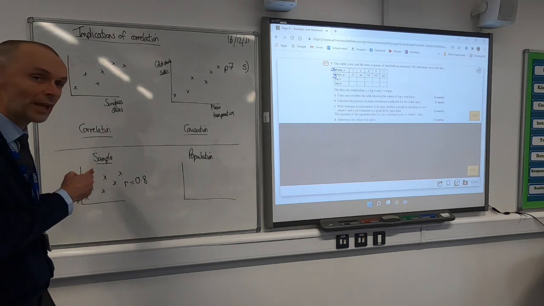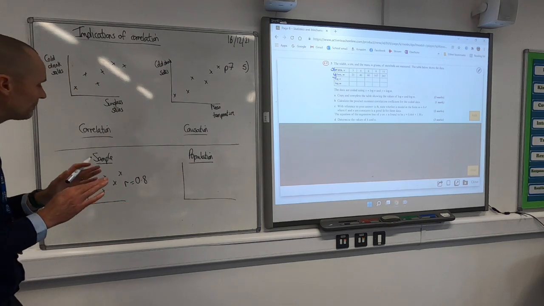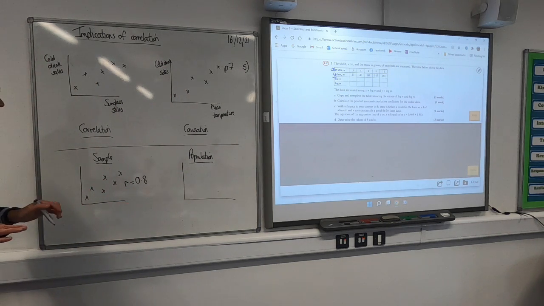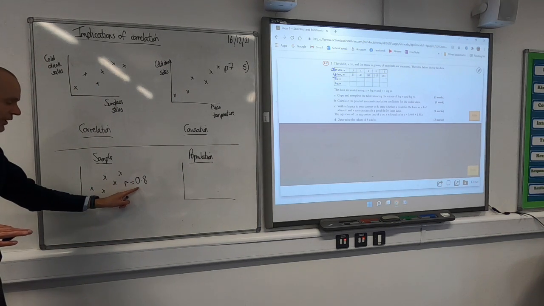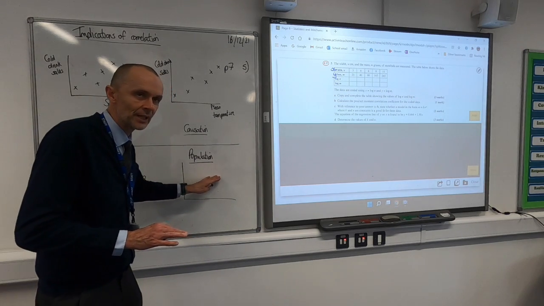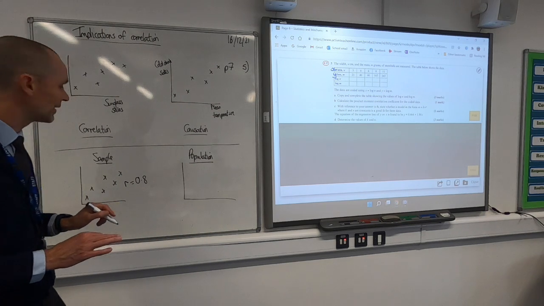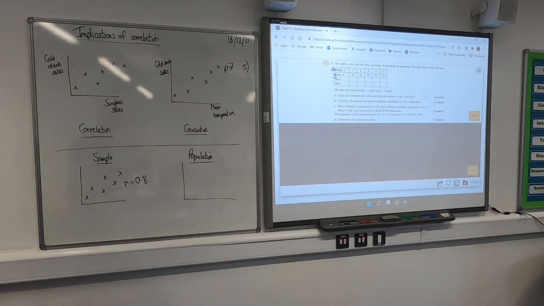It depends, obviously, on how well you've constructed your sample. But can we measure statistically the fact that we've got a correlation here, whether or not that means we're going to get the same correlation with the population? And that's what we're going to talk about. And the way we do it is we use hypothesis testing.